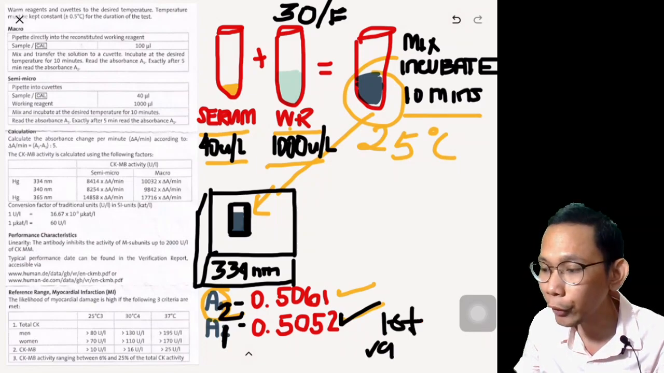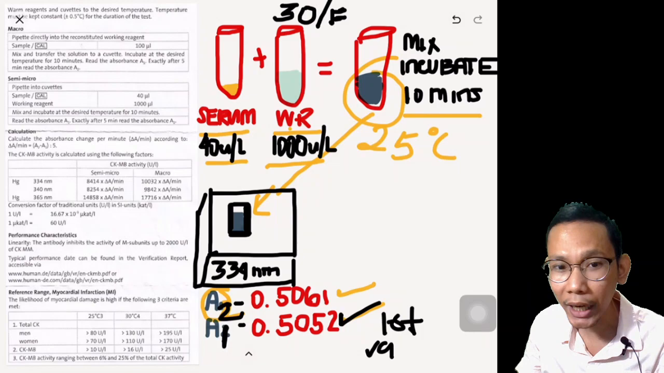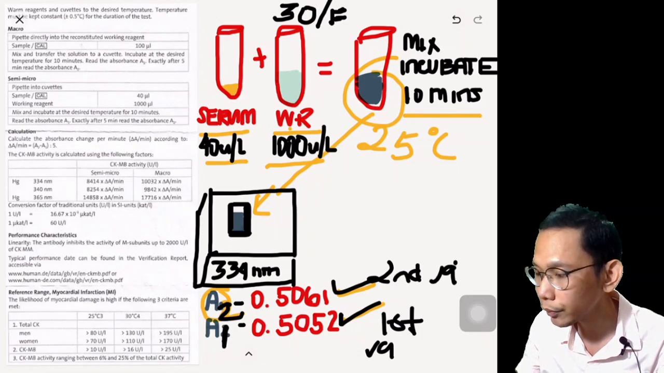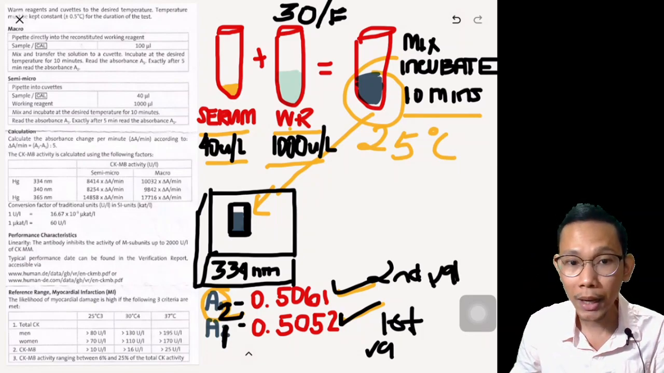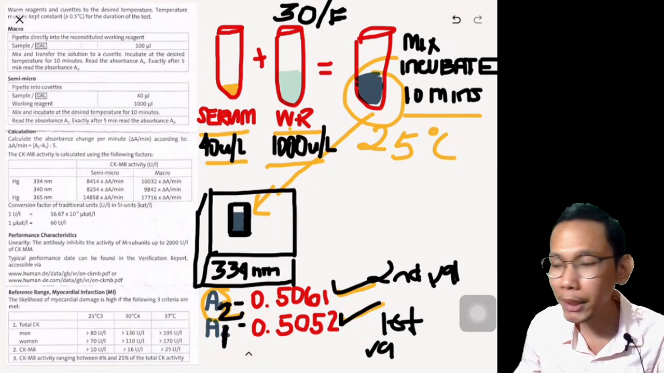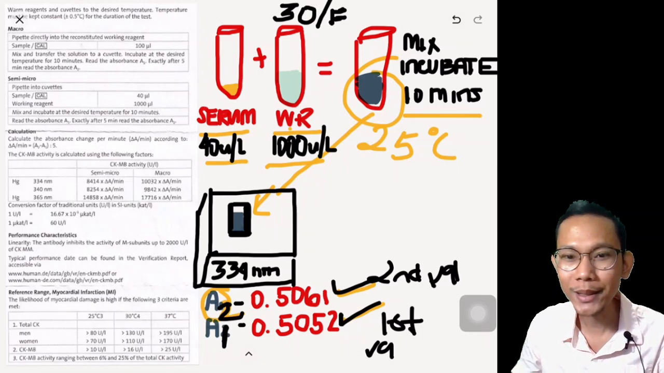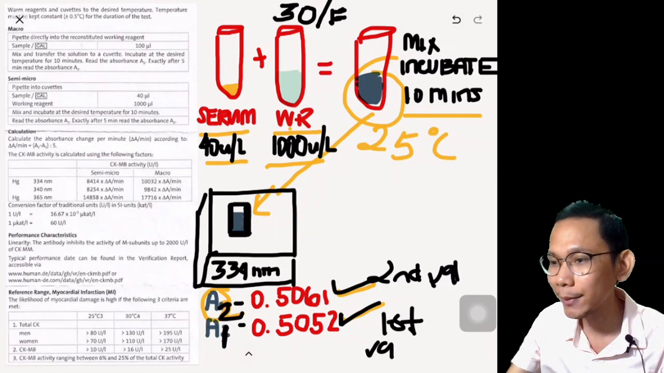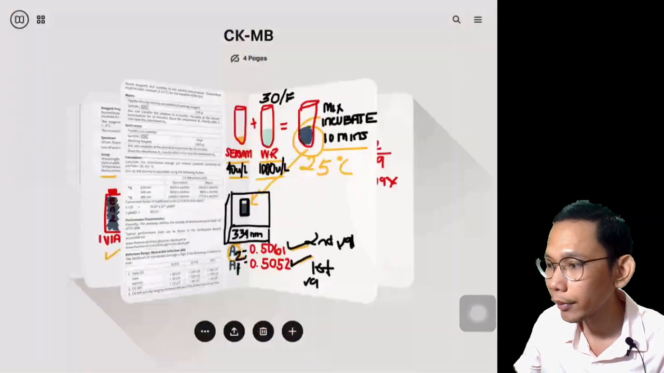A2: after 5 minutes, we check again for another absorbance. For example, the absorbance detected was 0.5061. This is the second value. Correction, guys: for our first absorbance, the value was 0.5052. The second absorbance after 5 minutes was 0.5061. Increasing absorbance. Again, this is a way of checking whether the absorbance we obtained is correct. Next.